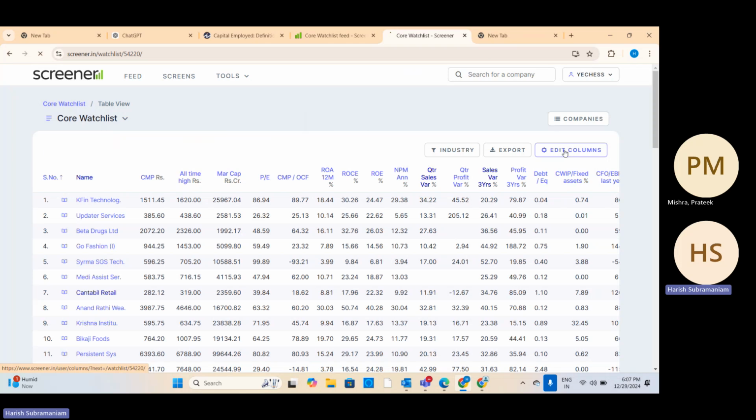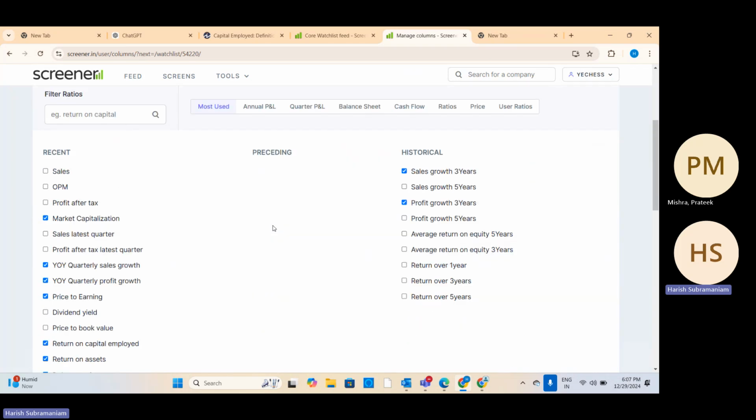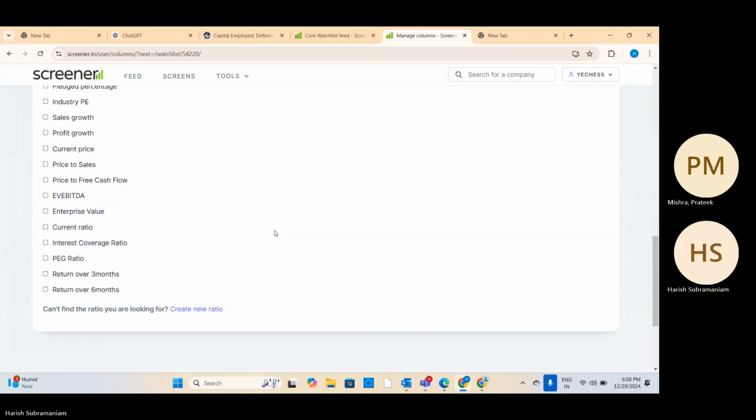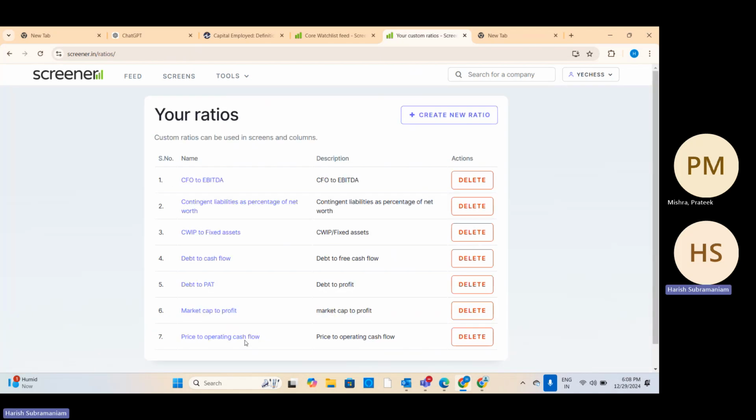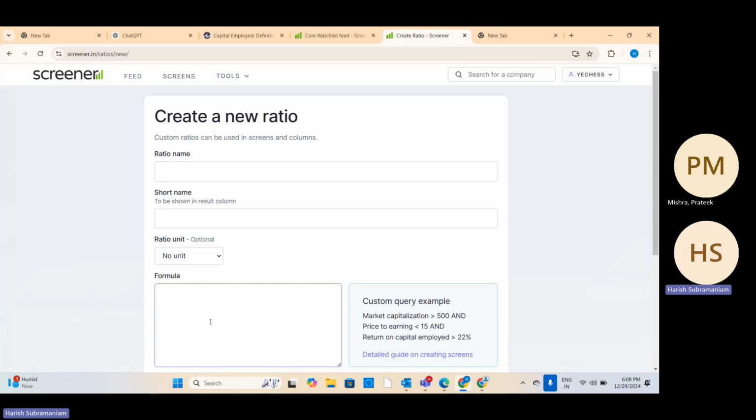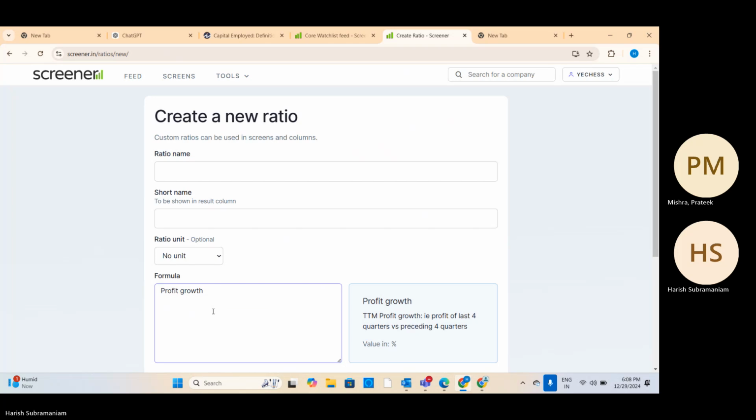we can create our own ratios on Screener. Like if we see over here, you see this create new ratio. So these are some ratios that I have created that may typically not be used. And we can create any other new ratio that we want, any sort of ratio that gives us better information on what the company does.